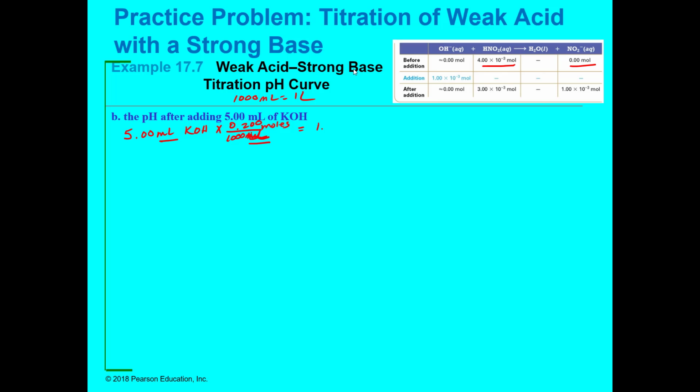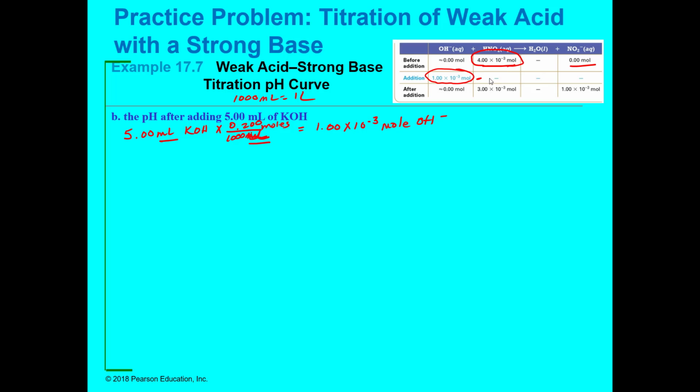Right, just making the math simpler. And then you get 1 times 10 to the minus 3 moles of OH. All right, so I'm adding, so I did that because I need to look at it in terms of moles. I added 5 milliliters of KOH, and it's 0.2 molar. So how many moles was I adding? And I was adding 1 times 10 to the minus 3 moles. I use all that up because that's less than 4 times 10 to the minus 3 moles.